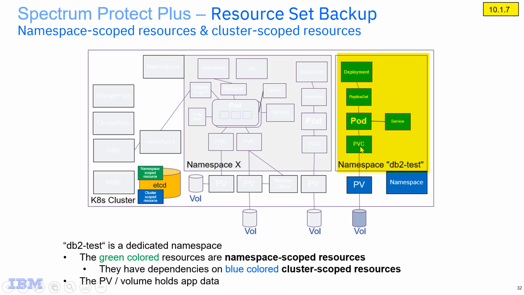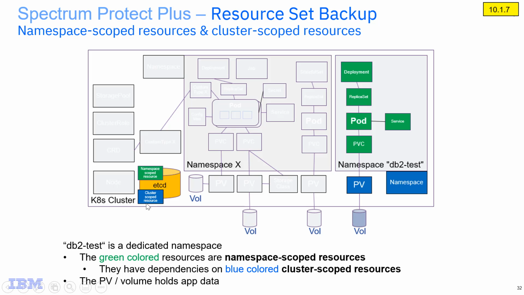Now those resources work in conjunction with cluster scoped resources, which you see here in blue. So for instance, we had a PVC inside of our DB2 test, which works in conjunction with the PV out on the cluster scoped namespace. Over here on the left, then you see our etcd, which is going to be our key value store, and it's going to protect the artifacts that are describing the resources.